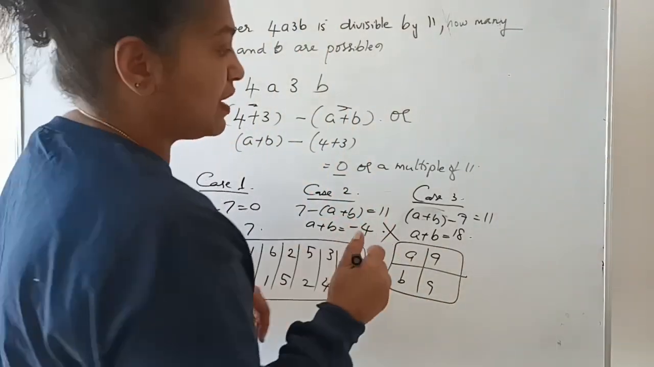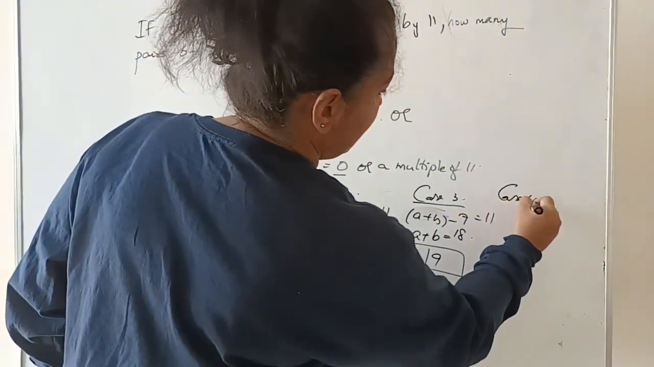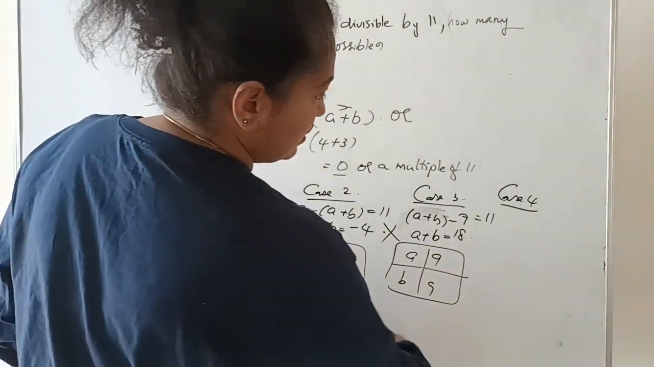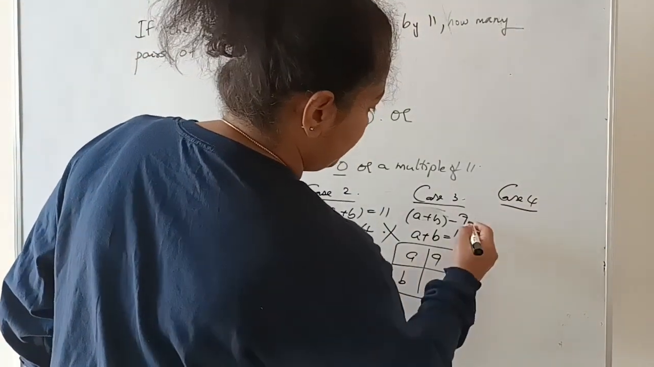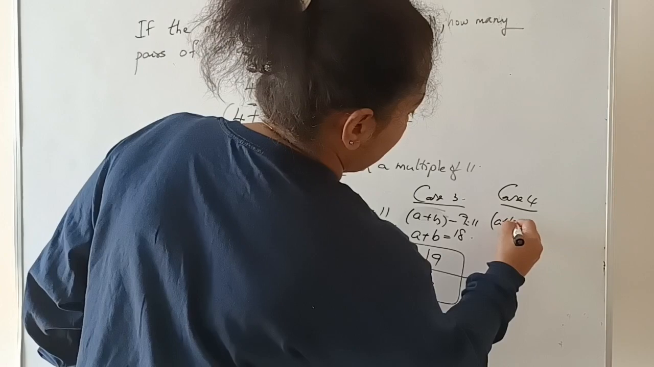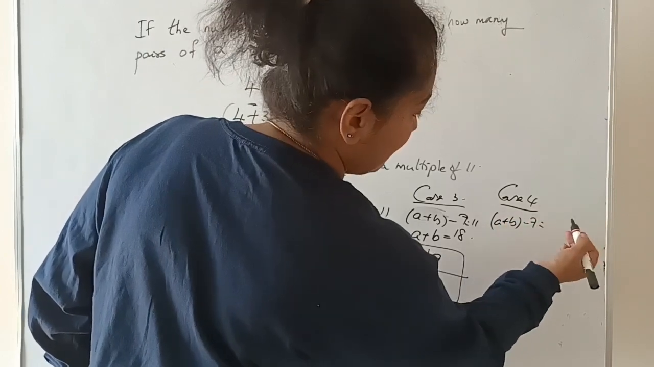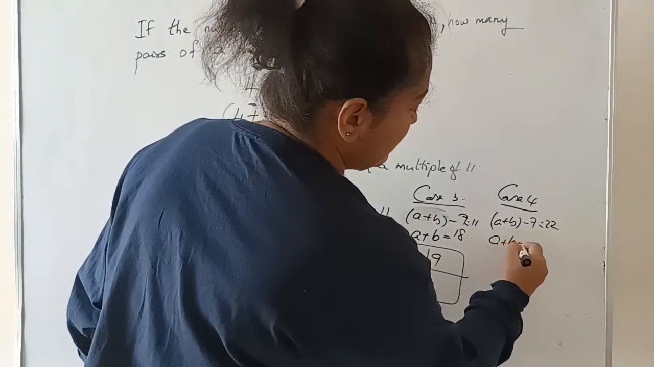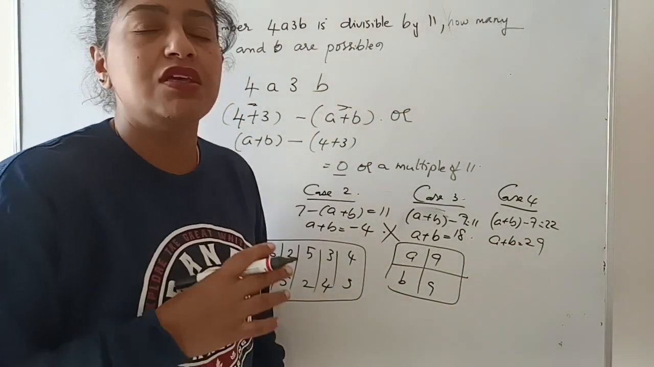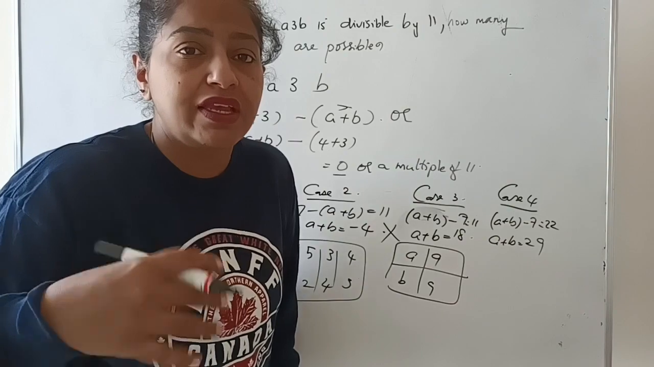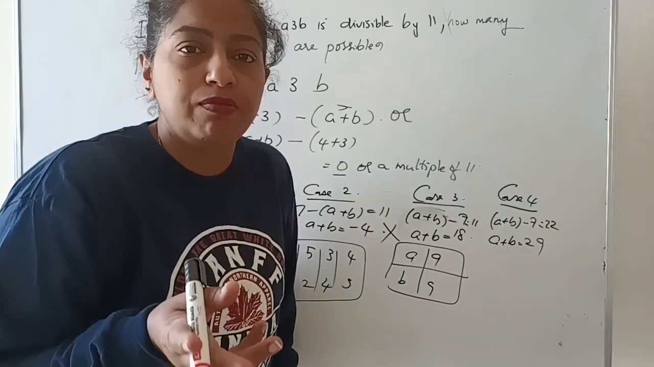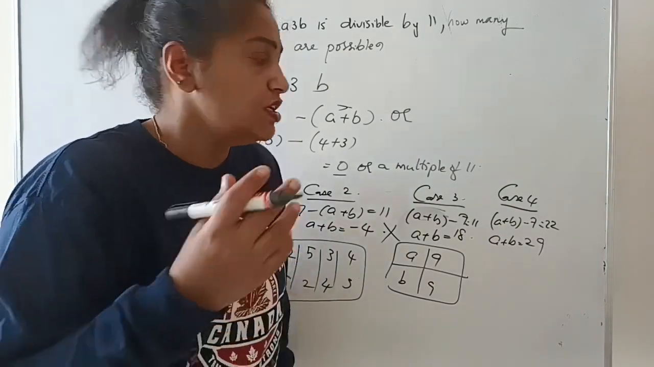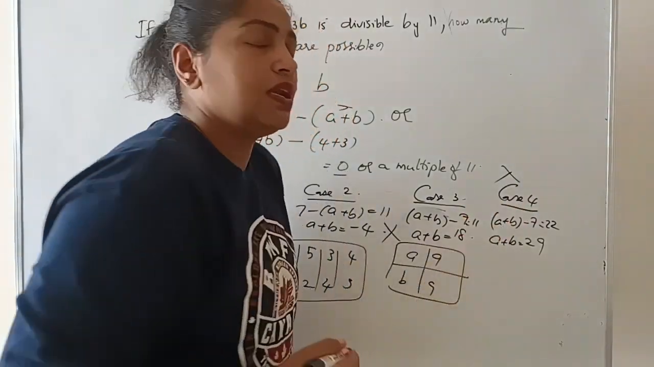Okay. Now the next case, which is my case 4. What is my case 4? The case 4 says that a plus b minus 7 is equal to the next multiple, which is 22. Or a plus b is equal to 29, which is not possible unless we assign a 2-digit value to either a or b or both of them. Correct? So, case 4 is not possible.